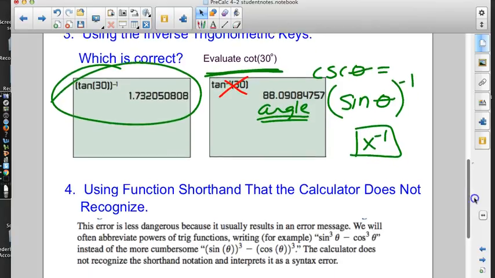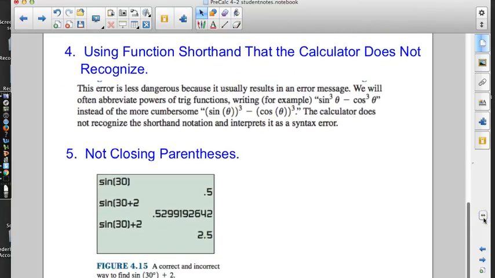So the other thing is using function shorthand that the calculator does not recognize. It's a calculator, it has its limits. So this error is less dangerous because it usually results in an error message. The calculator will yell at us, you can't do this.